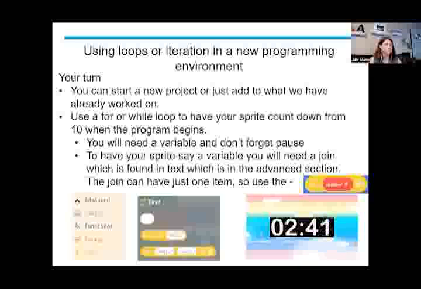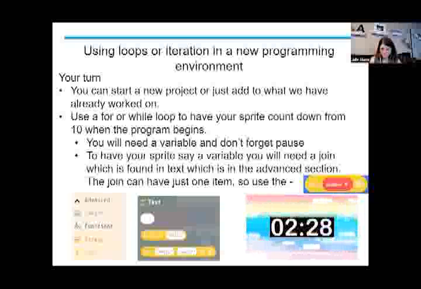So you get a join block and you put it out here, and then click on the minus on it, and it'll make it so you only have one item. And so then you can put a variable value on the screen. So that's a new thing, and you may have done that in another programming language, and it wasn't as difficult or as tricky as this. So I just want to make sure you saw how to put a variable on the screen. You do need to use that join down in the text of MakeCode under advanced.